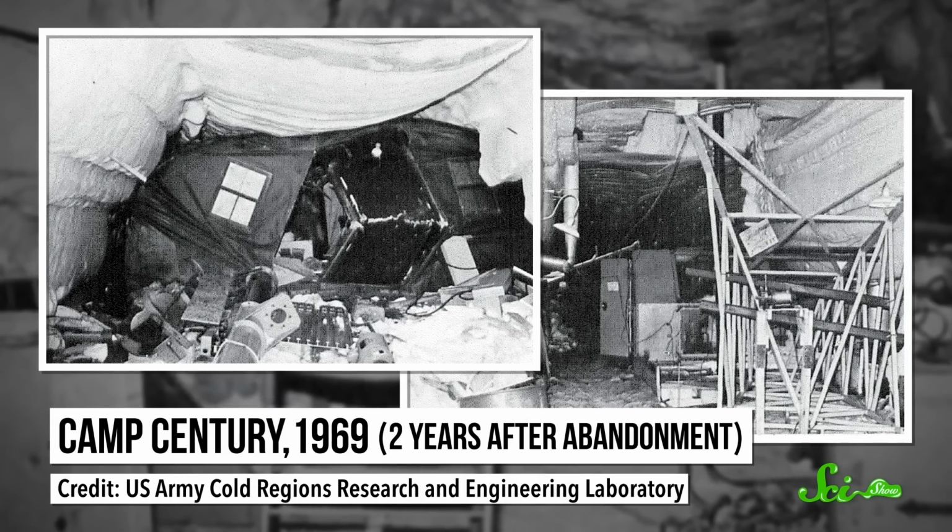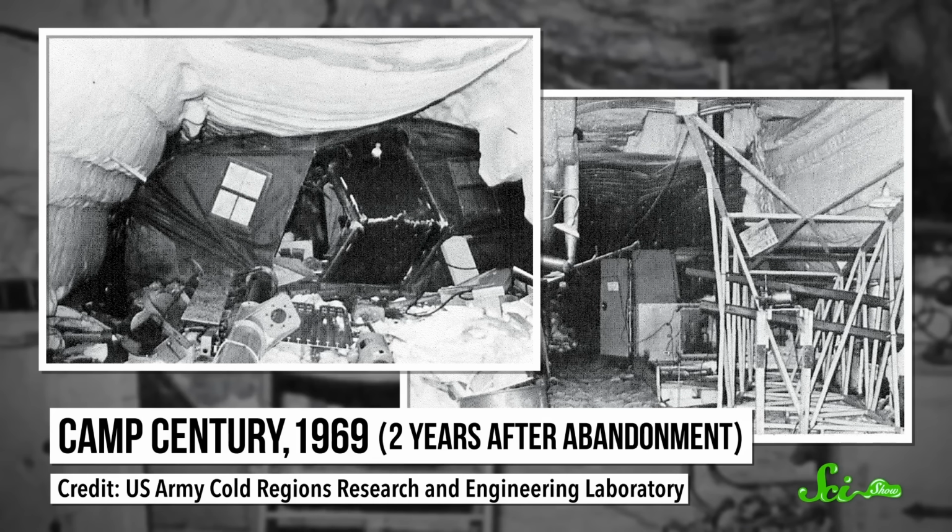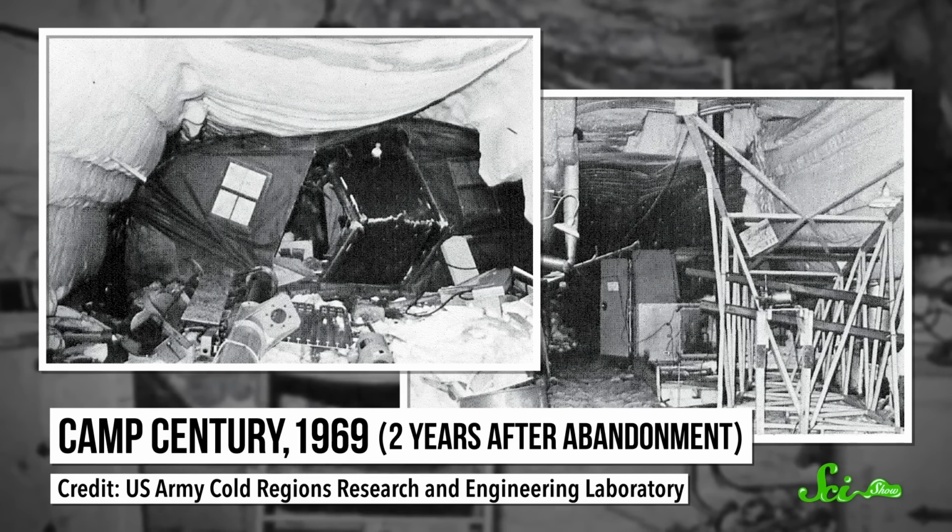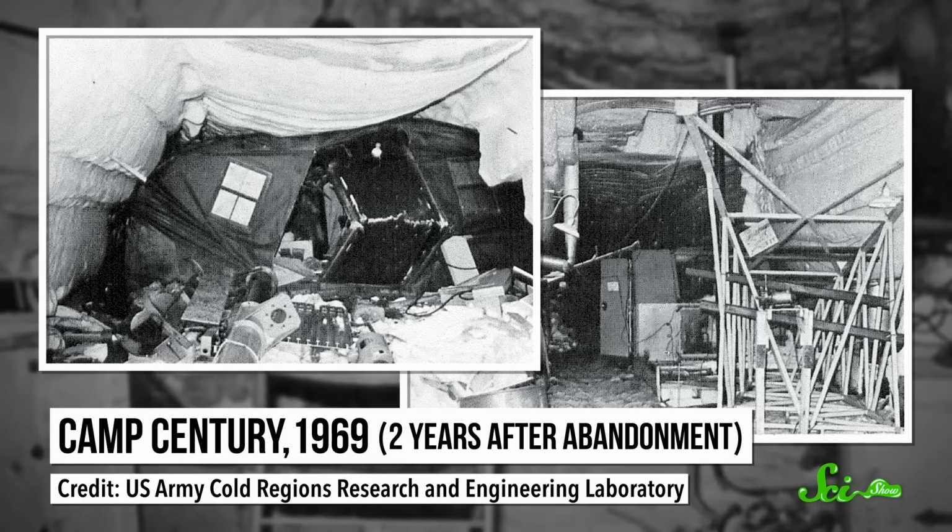With its tunnels falling apart around them, the tiny city was abandoned by 1967. They'd removed the nuclear reactor a few years earlier, but they left behind the buildings and diesel fuel and nuclear waste to be encased in ice forever. But the very climate change that Camp Century helped reveal has also put a much shorter timeline on that forever bit.